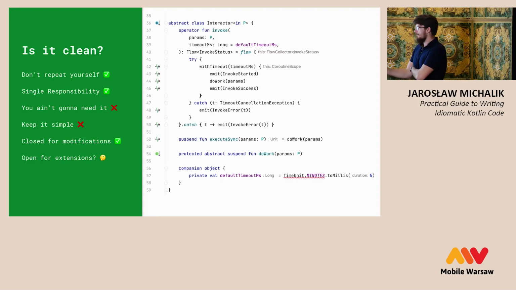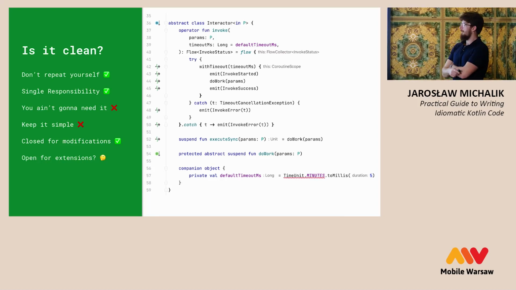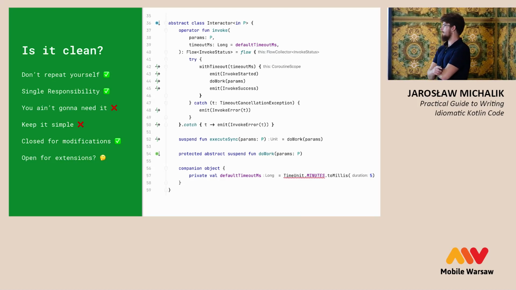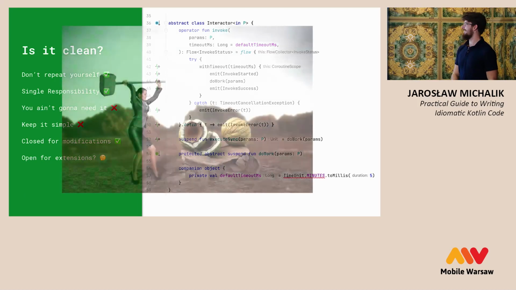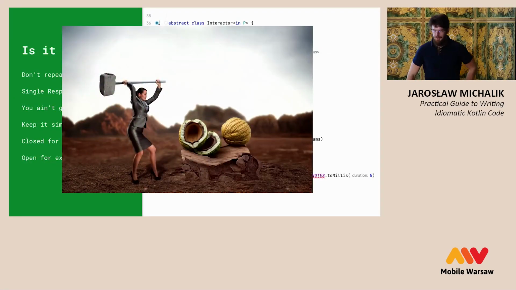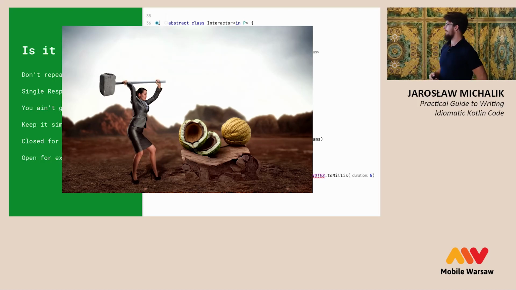But for sure, we are not complying with the "you ain't gonna need it" rule, because there is a lot of stuff we don't need most of the time, and we are not keeping it simple. Okay, other rules: closed for modification and open for extension. Do you agree? Hard to tell. Well, this is like taking a sledgehammer to crush a nut. Fun fact, this image was generated by AI.